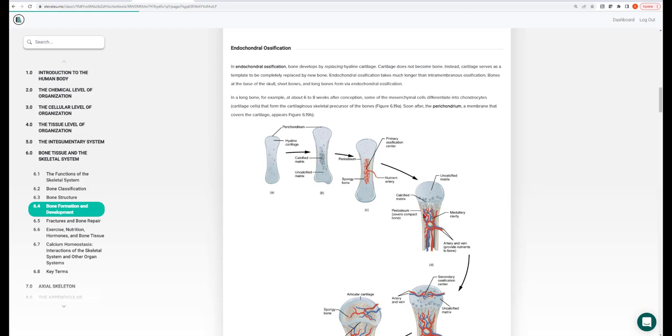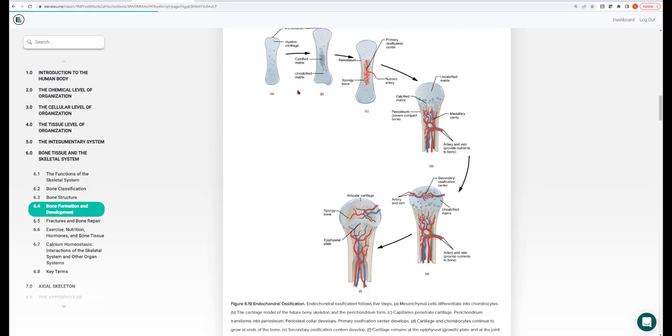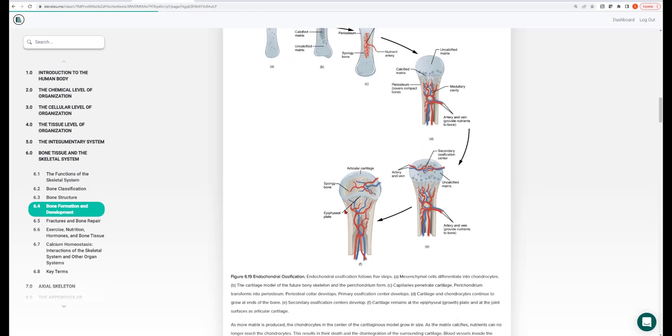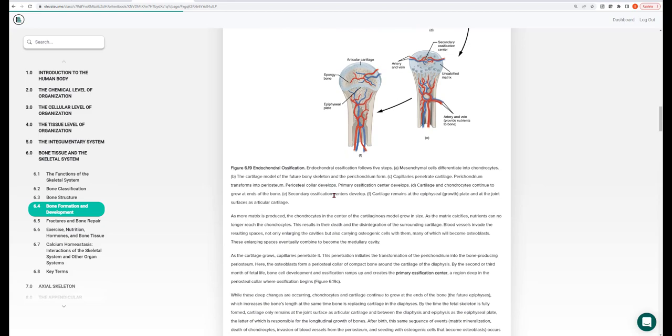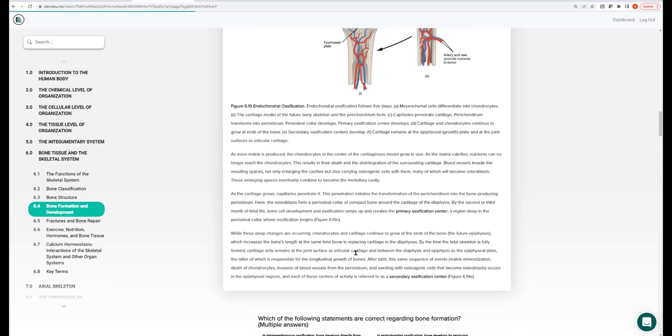So this process that I'm describing here is endochondral ossification. You can read about it here. I just described it to you.